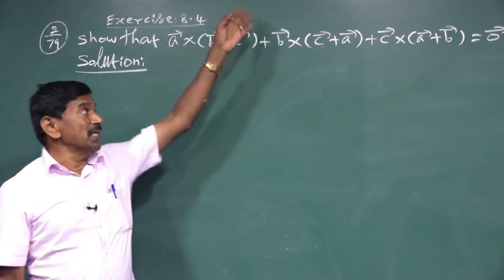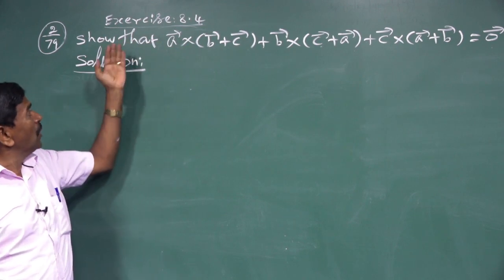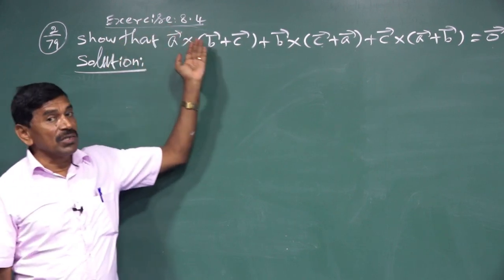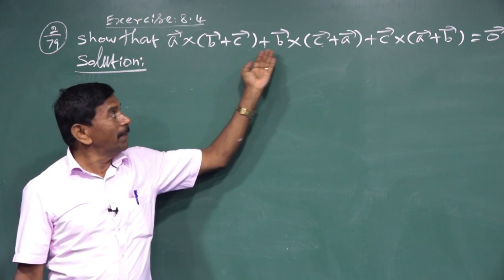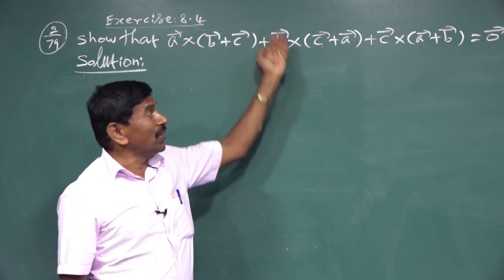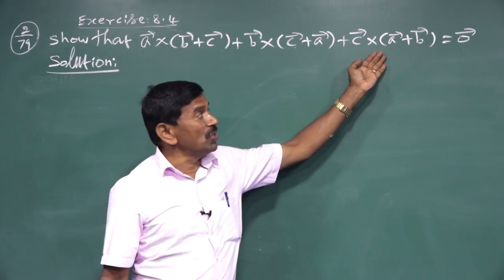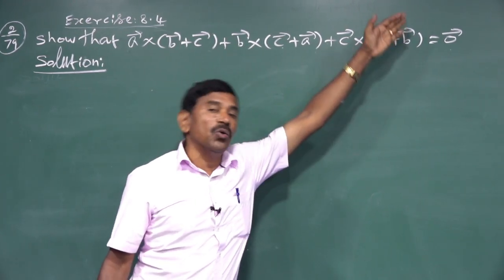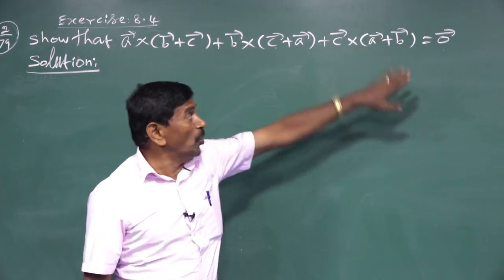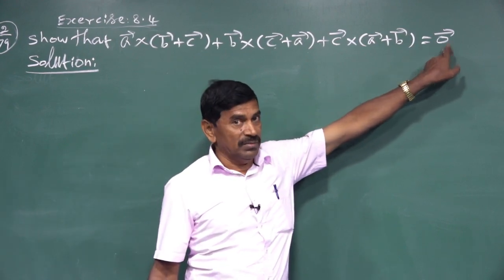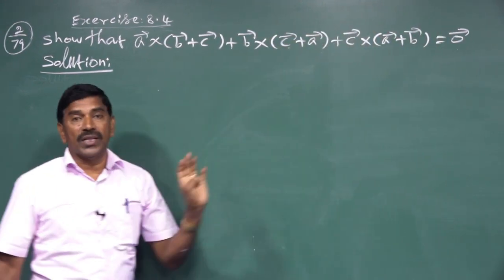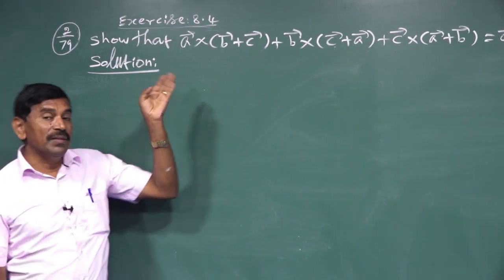Children listen, exercise 8.2 second sum. A vector cross B vector plus C vector, plus B vector cross C vector plus A vector, plus C vector cross A vector plus B vector, equal to 0 vector. So we want to prove the answer is 0 vector. Can you tell me how many terms are there? Very good. There are 3 terms.